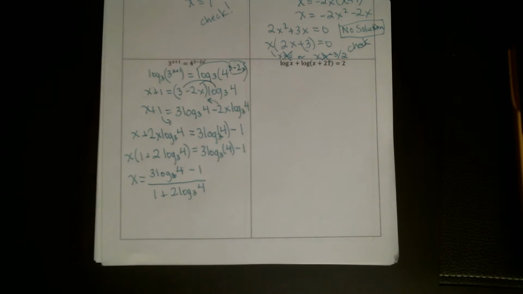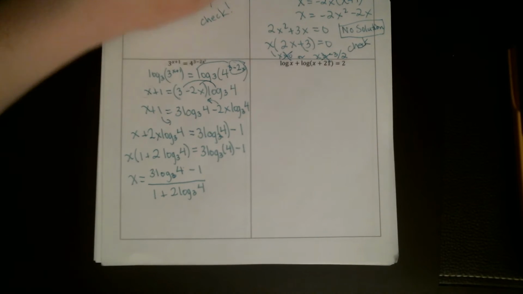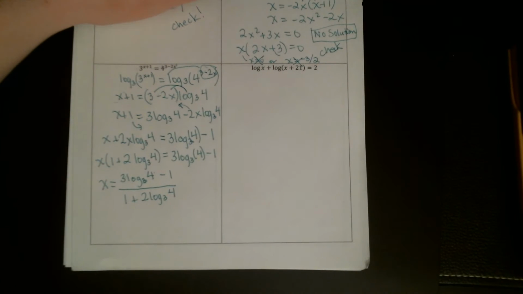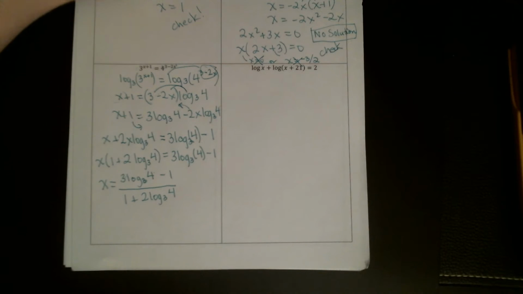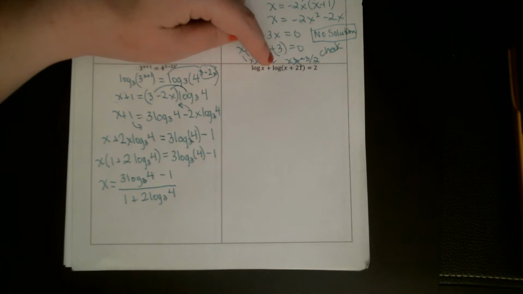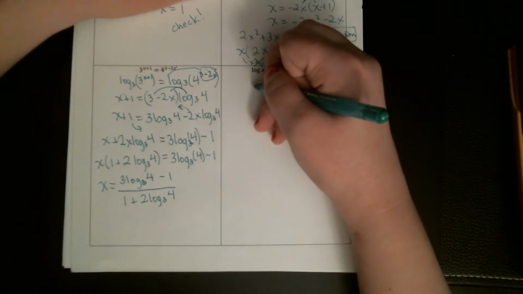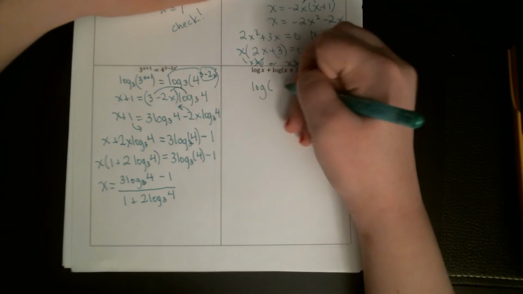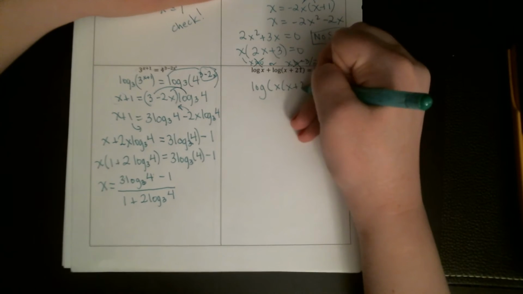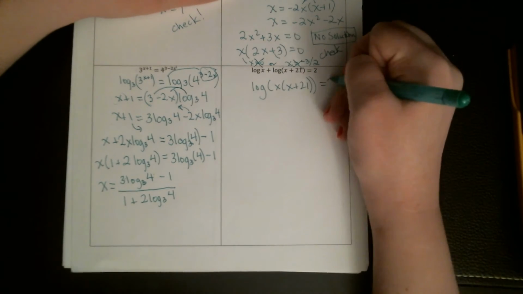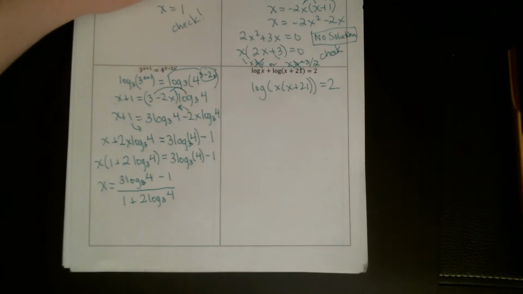Okay, back to a log equation. So here we have the log of x plus the log of x plus 21 is equal to 2. Once again here, the big thing going on is that we need to combine the logs before we try and cancel them out. You cannot cancel out when there's a sum over here. So I'm going to go ahead and use the property that says you can combine the sum of two logs into a single log.